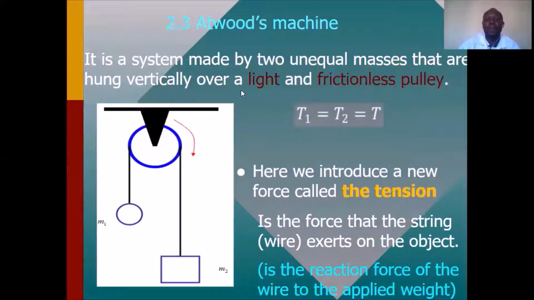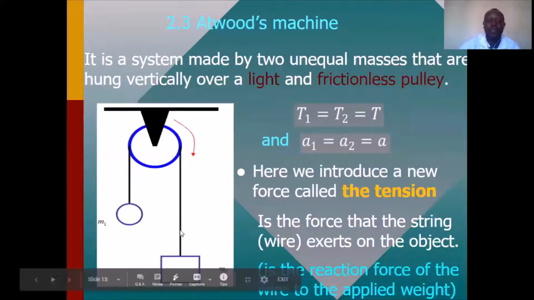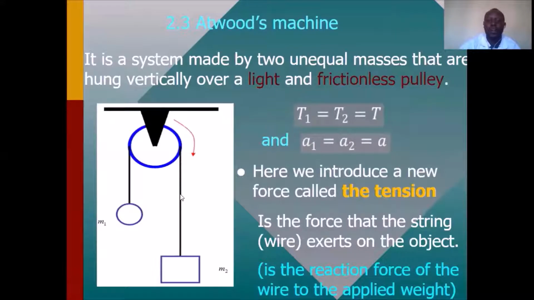So as the pulley is light, meaning massless, and has no friction, the tension will be the same. Tension 1 here will be equal to the tension on the other side. And also the acceleration will be the same, because the two masses, mass 1 and mass 2, are connected. So because they are connected, they move with the same acceleration.